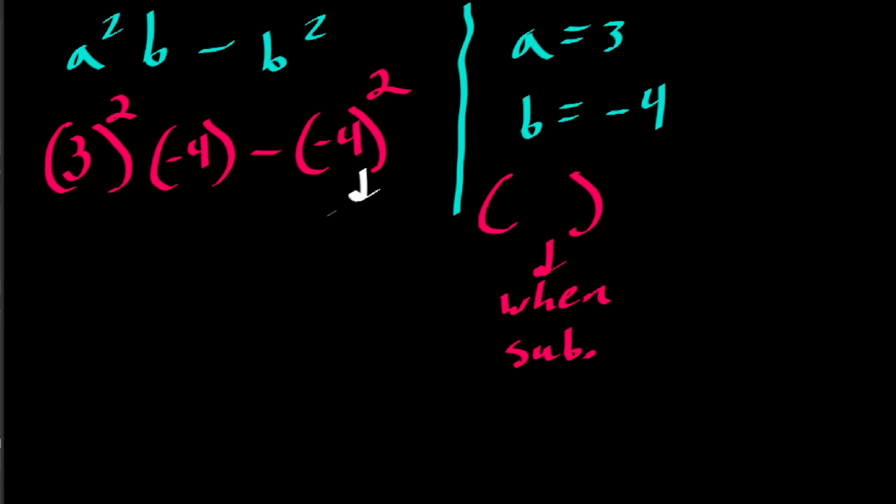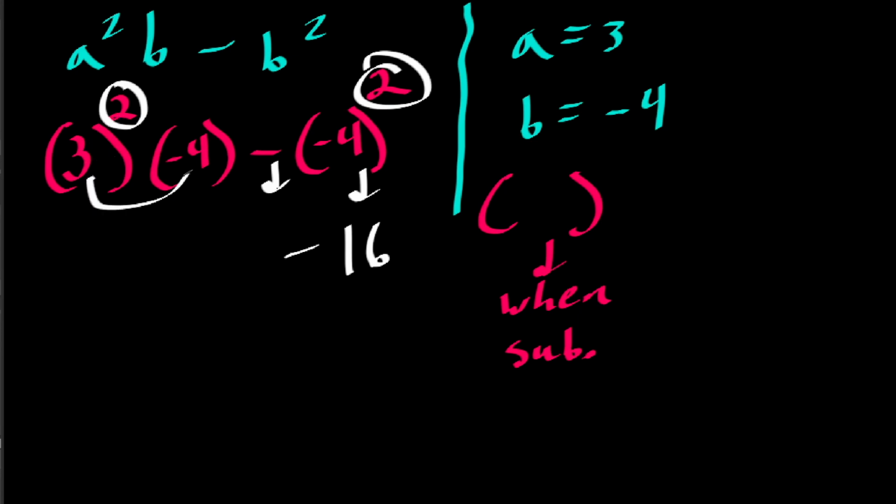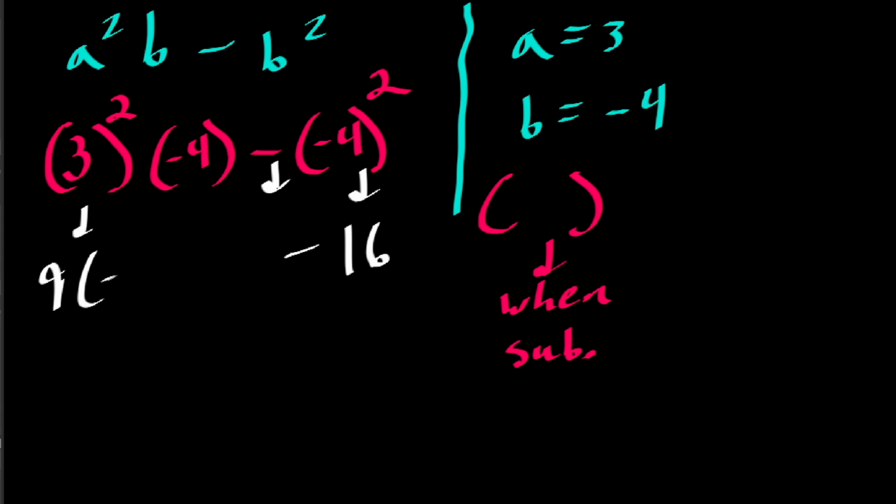When I do -4 squared, that's like saying -4 times -4. Any number squared is always positive, so this is actually positive 16. But then when I bring down the minus sign, it becomes -16. Now let's go over here once again. Order of operations says I need to do the exponents first. So I need to do 3 squared before I ever do 3 times -4. And 3 squared is 9. Then we bring down our -4, and we have 9 times -4.